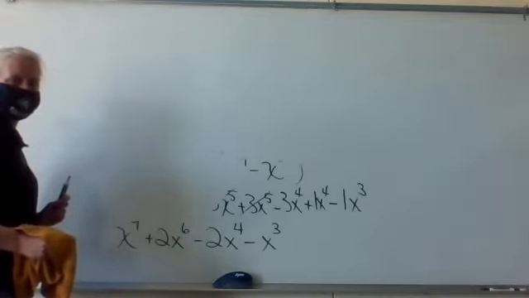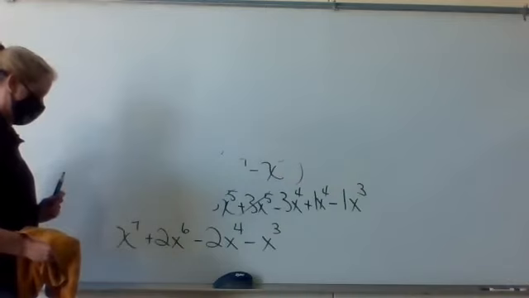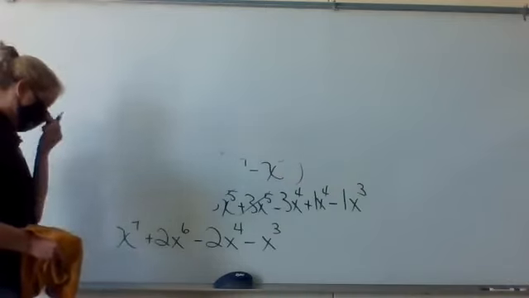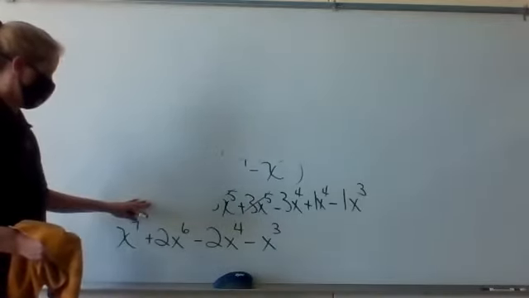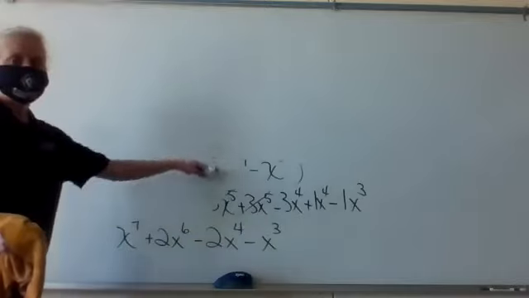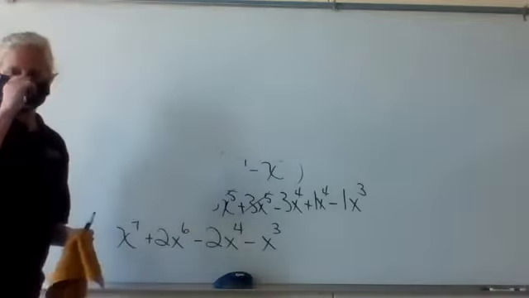How did you get 3x to the 6th power? In the step before this one, it was part of the FOIL. It was part of a FOIL, part of that distributing.